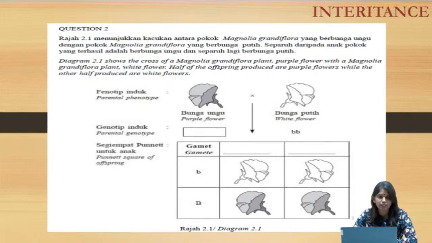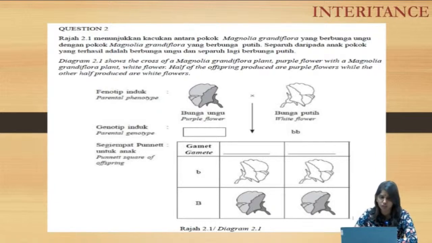And then the key concept over here, if you see, half of the offspring produced a purple flower, while the other half produced white flowers. This is the key for you to answer this question. So I would suggest to the students, you may highlight this kind of sentence so that it will be a marker or something that will be helpful for you to answer the questions.